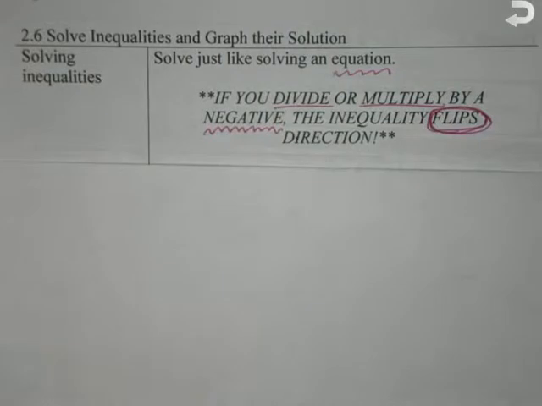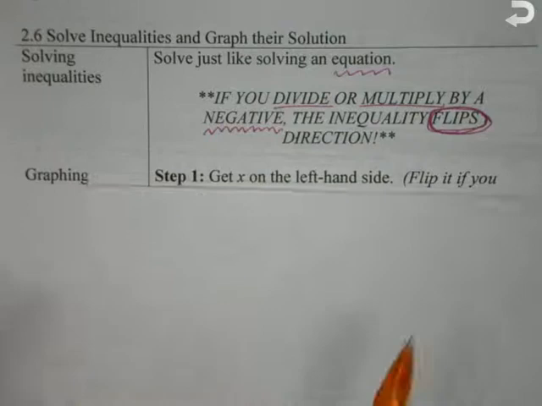We know that if you multiply or divide by a negative, the inequality changes direction. But other than that, we just solve exactly like we've been solving before. So whatever we do to one side, we have to do to the other. Good. We don't change it. Okay. So, what are the steps to graphing?